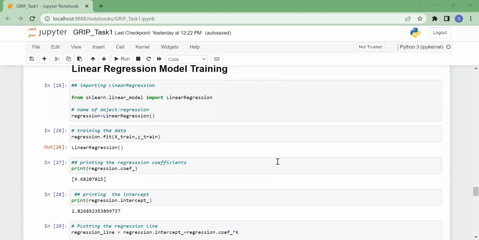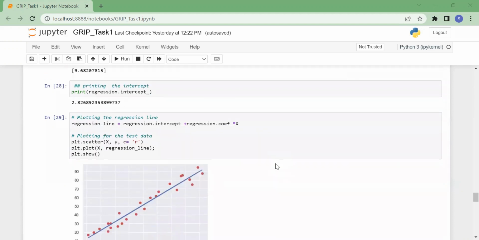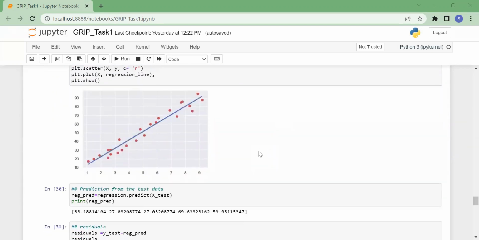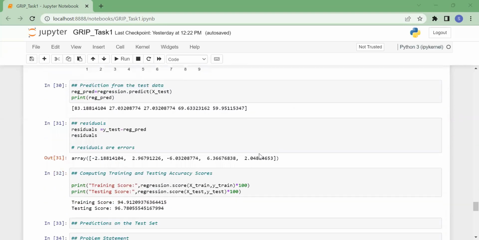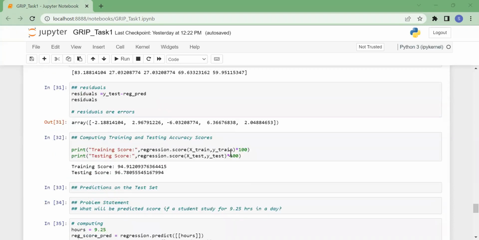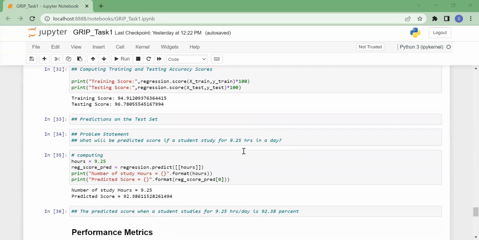I'm importing linear regression. I'm training my model. I'm printing the coefficient and intercept. I'm also plotting my regression line. I'm predicting my y-hat value and then finding out the errors, or residuals. Then computing my training score and testing score, which are 94 and 96% respectively.